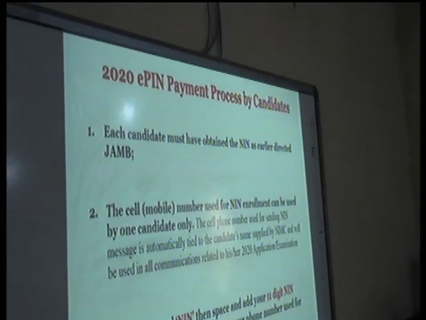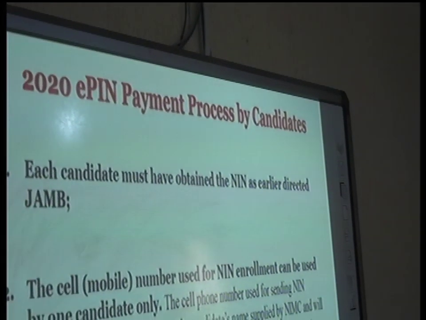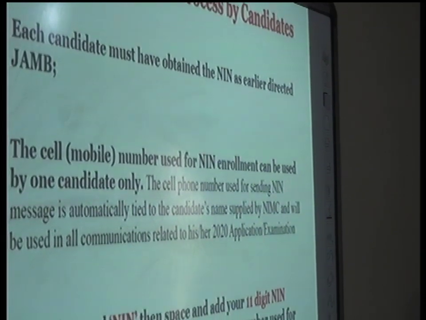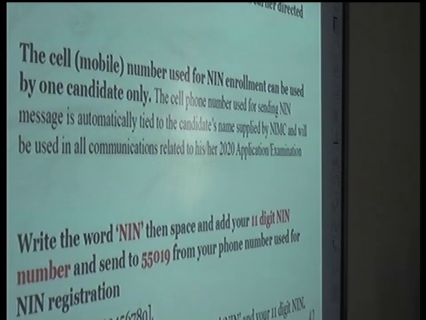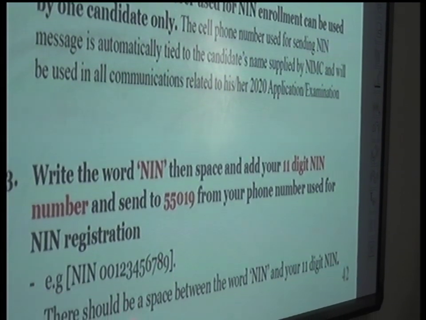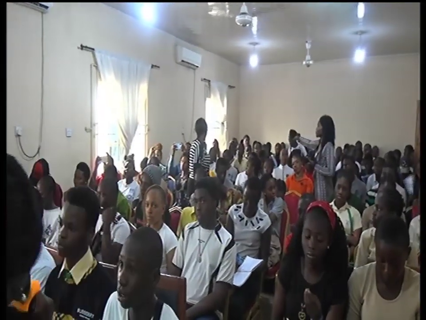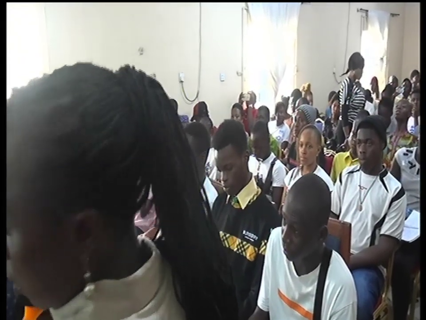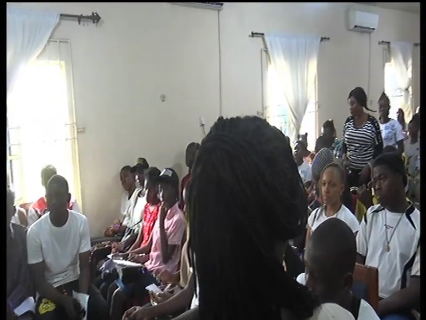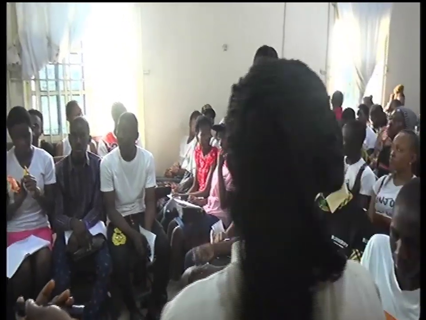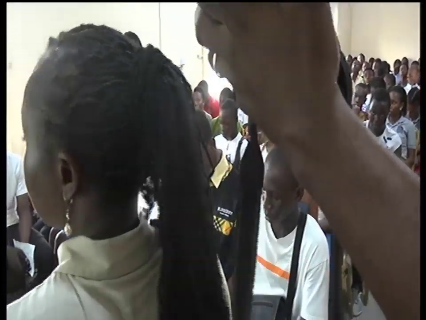Have you gotten that? Write only this one. You will send it as SMS to this number. Now you send NIN, space, then your NIN number, and send it to this short code, 55019.